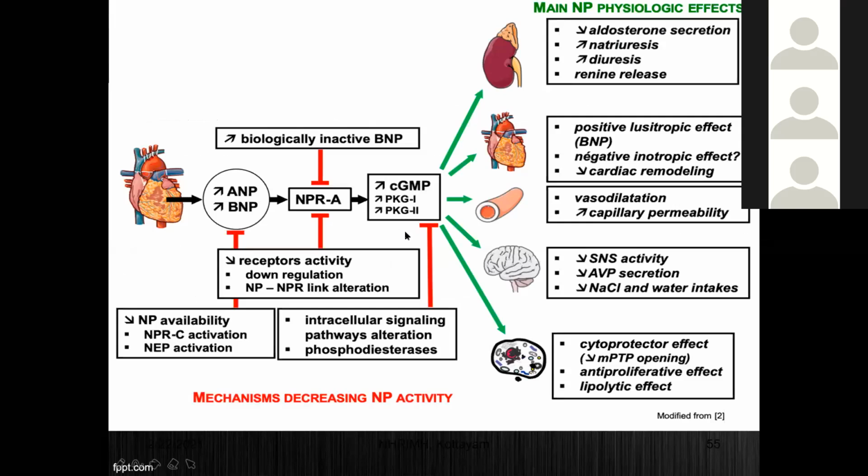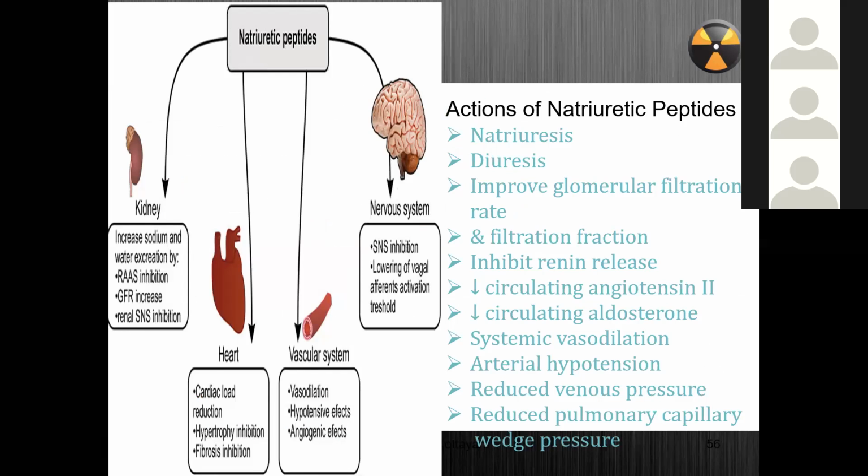So natriuresis, you know very well. How does it work, with sympathetic nervous system activity, vasopressin activity, all these conditions. I'm not going into it because a lot of slides are there. Actions of natriuretic peptides: natriuresis, diuresis, improving the GFR and filtration fraction, inhibiting renin release from the renin-angiotensin mechanism, decreasing angiotensin 2, decreasing circulating aldosterone. It causes arterial hypotension, which means it reduces hypertension.